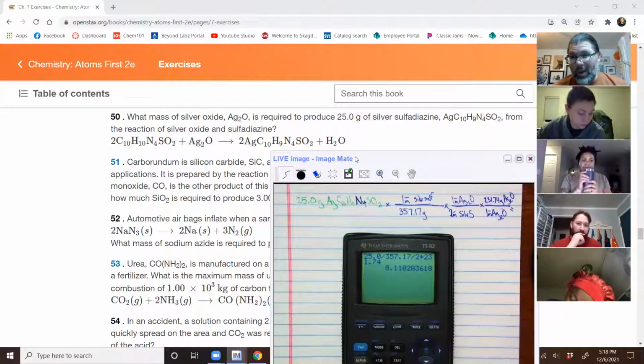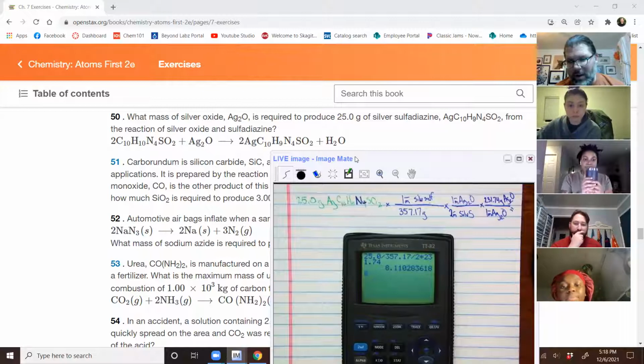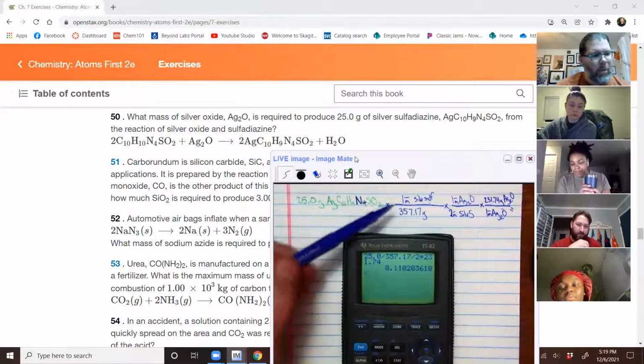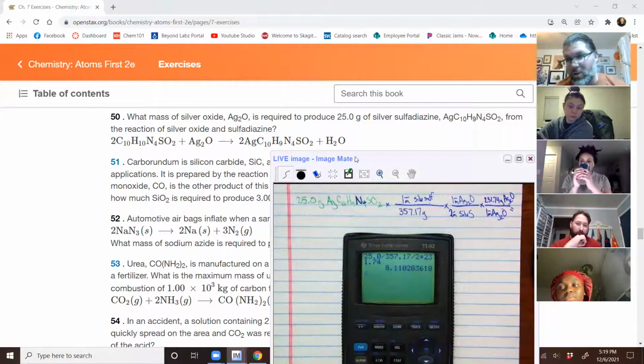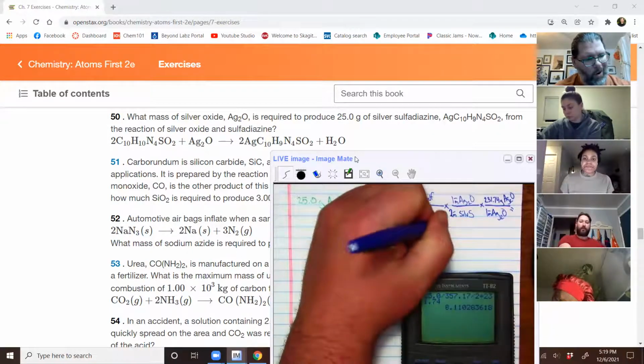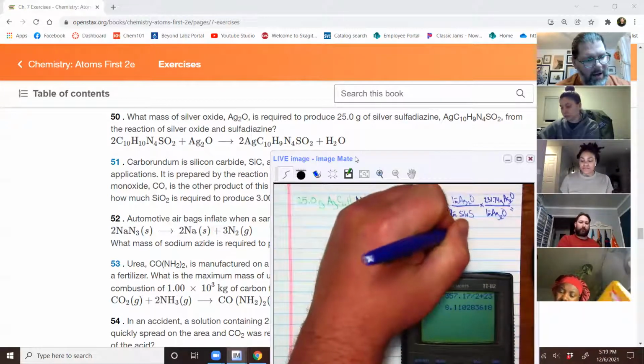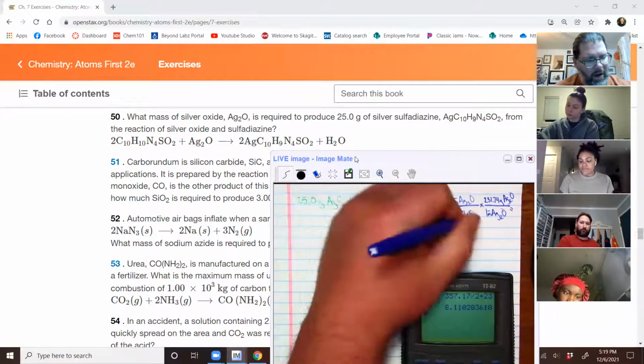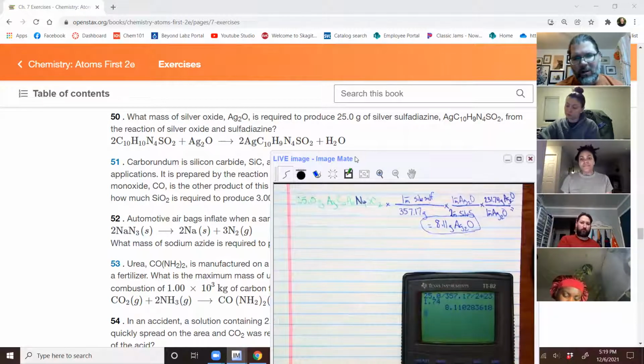And because the only number of significant figures that we have going in is the 3 significant figures in the mass of silver sulfadiazine, assuming that our molar masses all have more than 3 sig figs, which they do, that's going to be the limit for the number of sig figs we can keep: those 3. So rounded to 3 sig figs, it looks like we're going to need 8.11 grams of silver oxide to put into this reaction. If everything goes perfectly, that should be enough to make 25.0 grams of silver sulfadiazine.